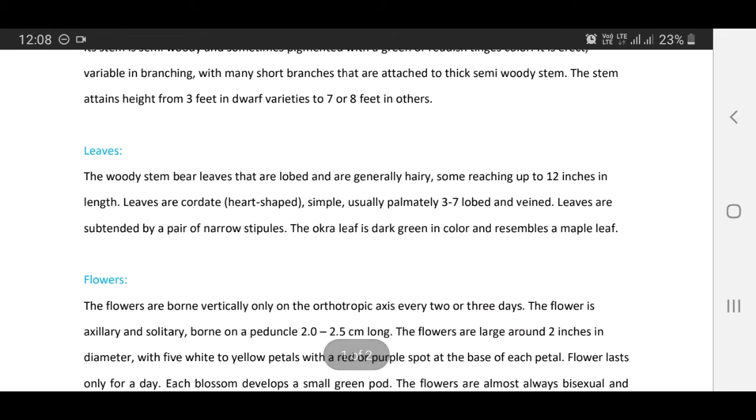Leaves. The woody stem bears leaves that are lobed and generally hairy, some reaching up to 12 inches in length. Leaves are cordate, that is heart-shaped, simple, usually palmately 3 to 7 lobed and bent. Leaves are subtended by a pair of narrow stipules. The okra leaf is dark green in color and resembles a maple leaf.